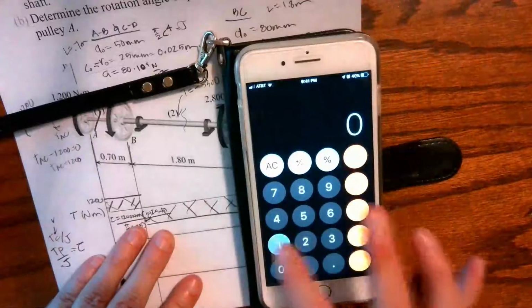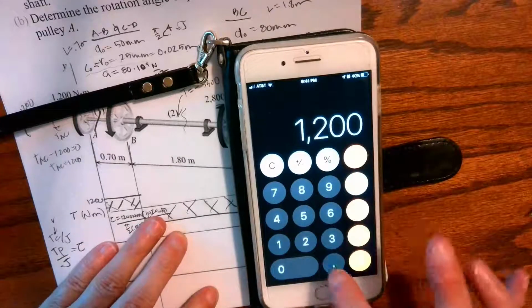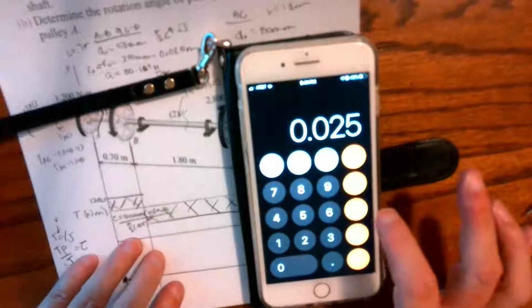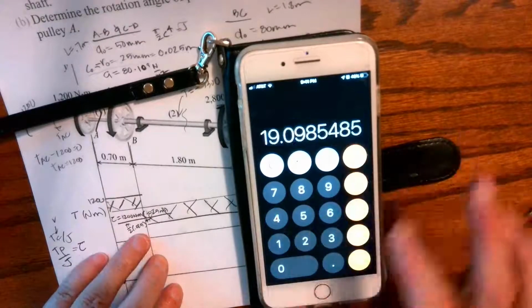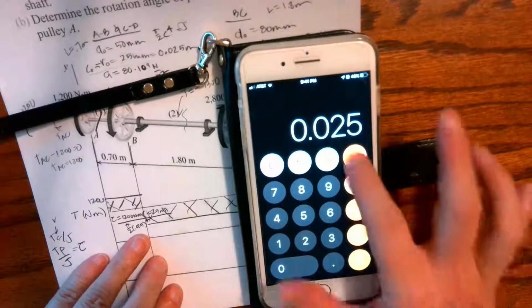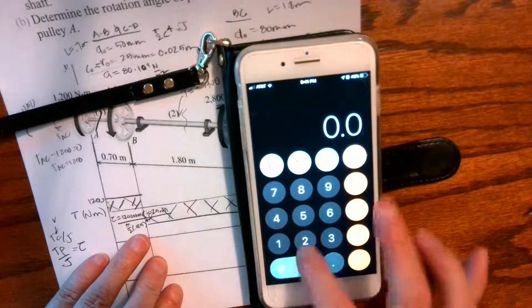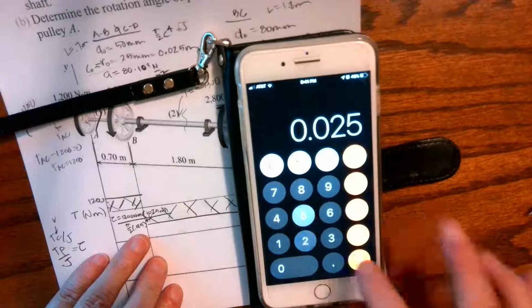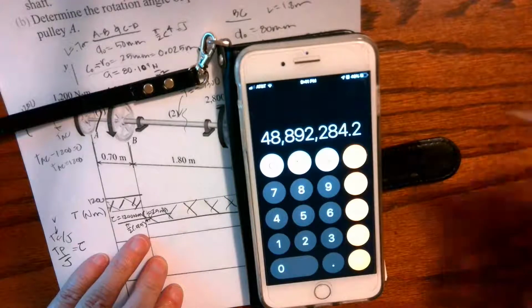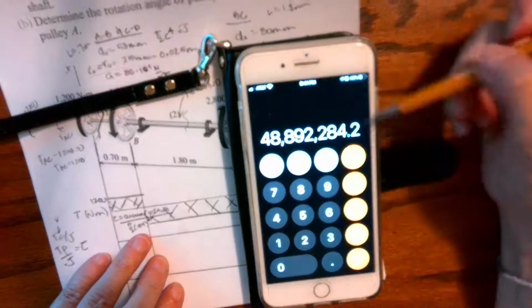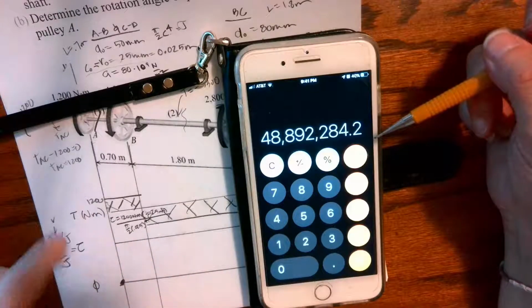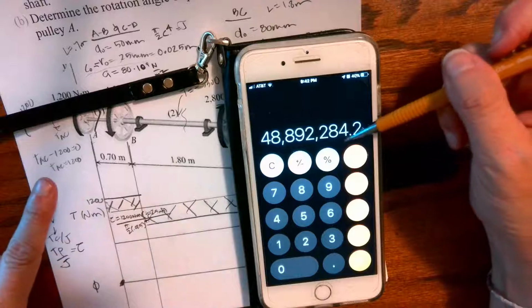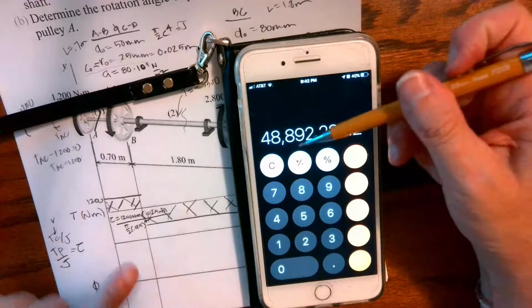So let's just work this out here. 1200 times 0.025 times 2 divided by pi divided by 0.025 to the fourth, and I get this really ginormous number. But we have to remember this is in Newtons per meter squared, because that's the units I've been working in. So I'm going to move the decimal six places.